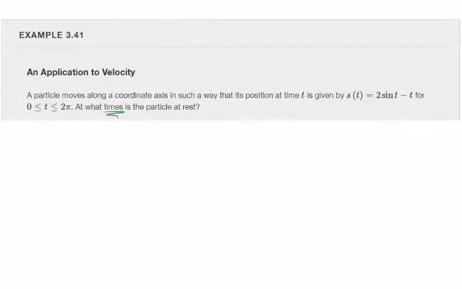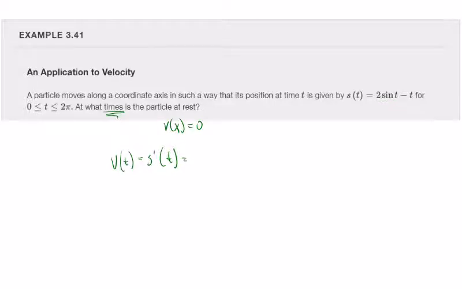Okay, so remember, the particle is at rest when our velocity function equals 0, right? So I'm going to find what values of t make this velocity function equal 0. Remember that the velocity function is the derivative of the position function. So let's do that first. We'll find the velocity function, which is the derivative of the position function. If I take the derivative of this, it's just the difference rule and the constant multiple rule, so we just do these individually.